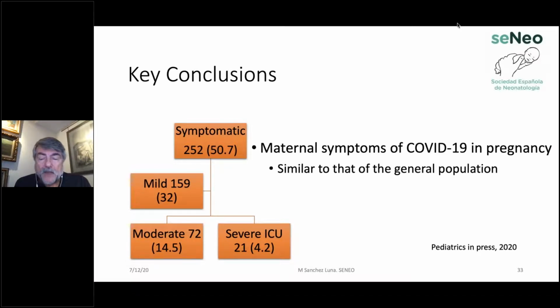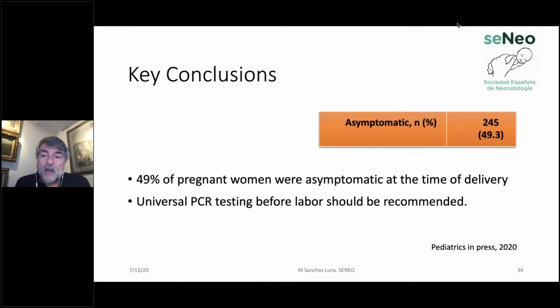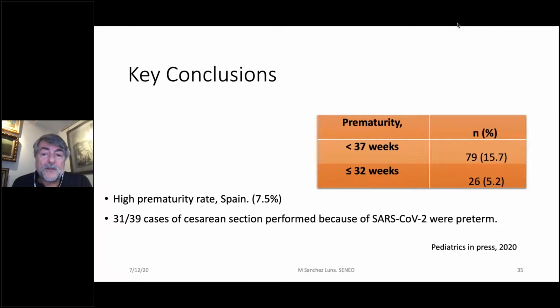At the beginning, some concern came from the idea that most of the mothers who were positive were having symptoms because we didn't test all of the pregnant women. When we began to test, we found a lot of asymptomatic mothers. Half of the population were asymptomatic, as you can see. So this reinforced the idea that all of the pregnant women who are going to the hospital to give birth must be tested for COVID-19.